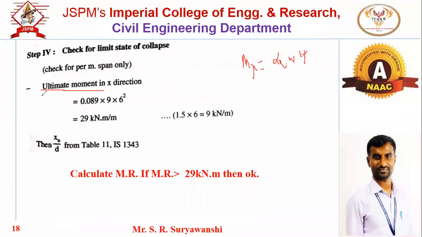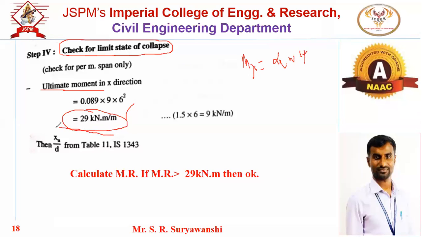Now we have to find out the ultimate moment in that direction, so that will be our x direction and y direction, and that we have to consider. This check we have to perform per meter span. So this is the ultimate moment in the x direction. So how to perform the check for the collapse?